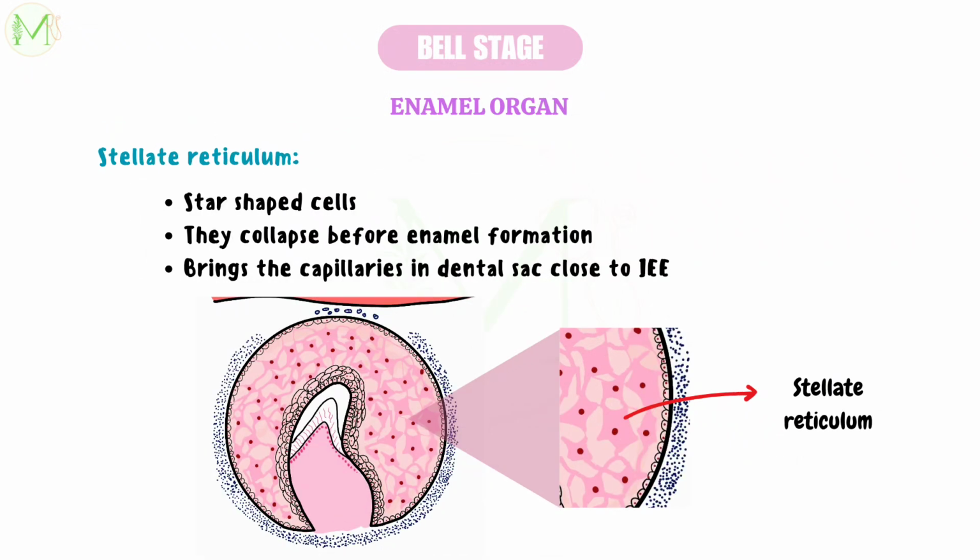The next layer present above the stratum intermedium is stellate reticulum. They serve to protect the underlying inner enamel epithelium. After a layer of dentin is laid down, the inner enamel epithelial cells are deprived of nutritional supply from the dental papilla. The stellate reticulum collapses before the formation of enamel, thus bringing the capillaries in the dental follicle closer to the inner enamel epithelial cells to provide nutrition.